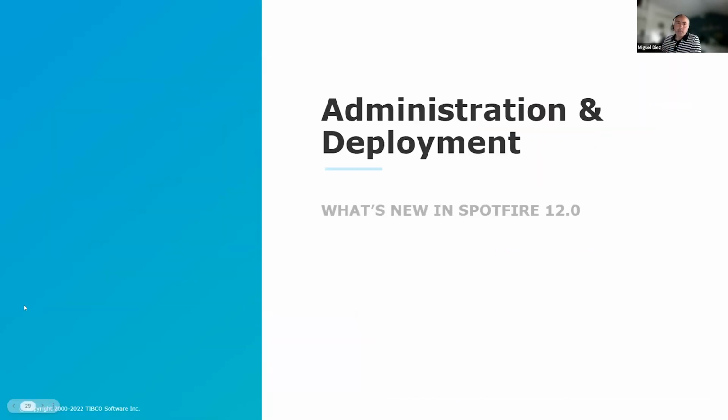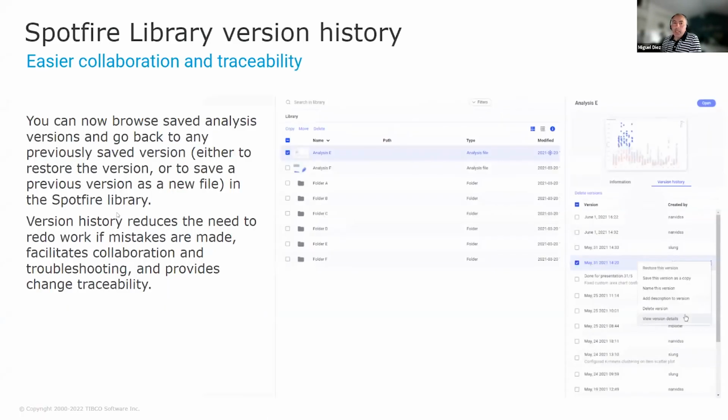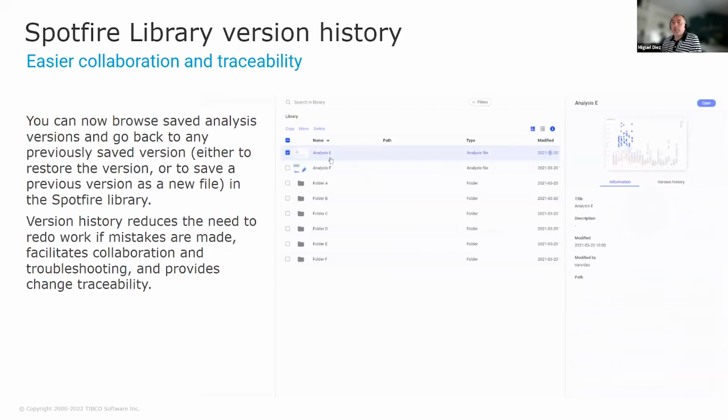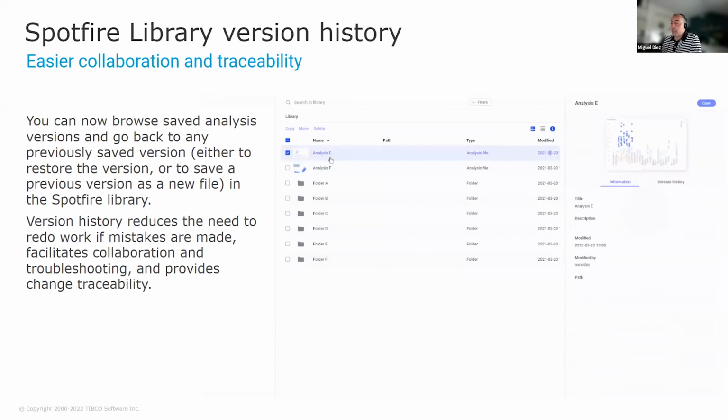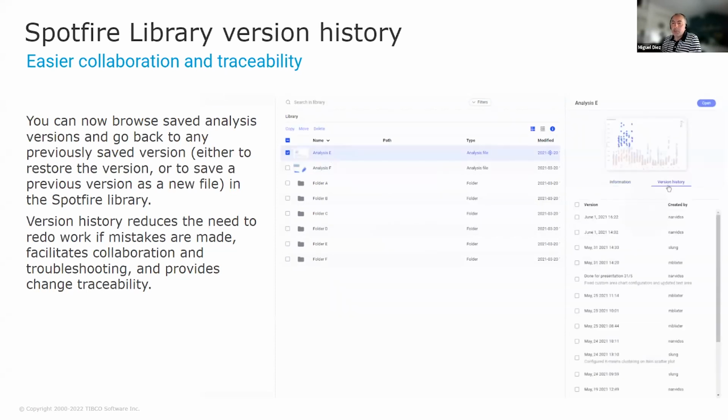Well, now let's talk about administration and deployment. We hear your voice, right? So that's why now it's possible to use version history in the Spotfire library. With version history enabled, you can view and restore any previous analysis versions. Version history reduces the need to redo the work if you make a mistake and facilitates, of course, collaboration with other people and troubleshooting, and provides change traceability.